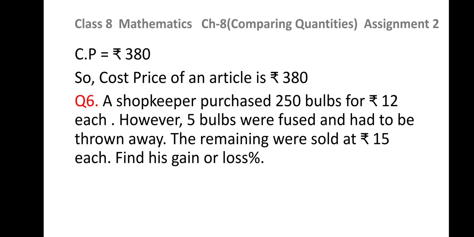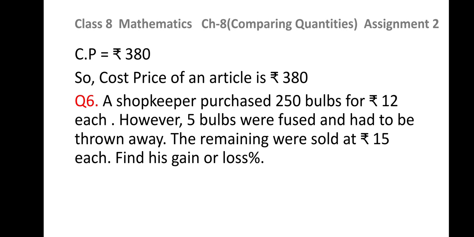Coming to question number 6. Question number 6 says, a shopkeeper purchased 250 bulbs for rupees 12 each. A shopkeeper has purchased 250 bulbs and the CP of one bulb is rupees 12. However, 5 bulbs were fused and had to be thrown away. Out of 250 bulbs, 5 bulbs were fused. So how many are left? 250 minus 5, so it will be 245.